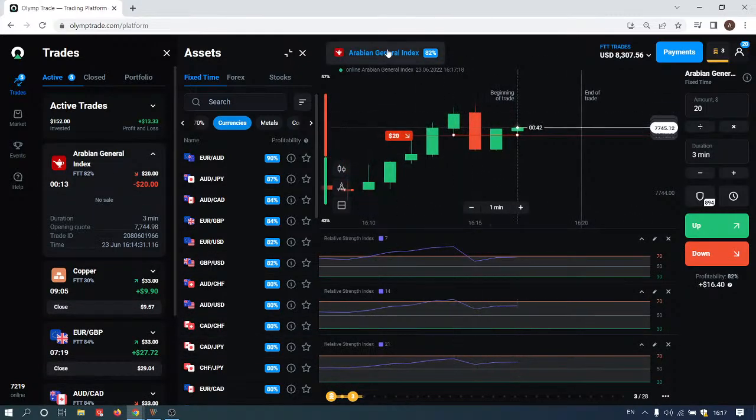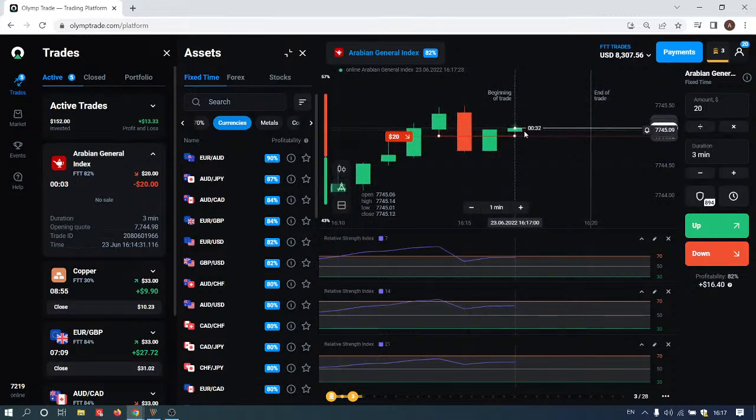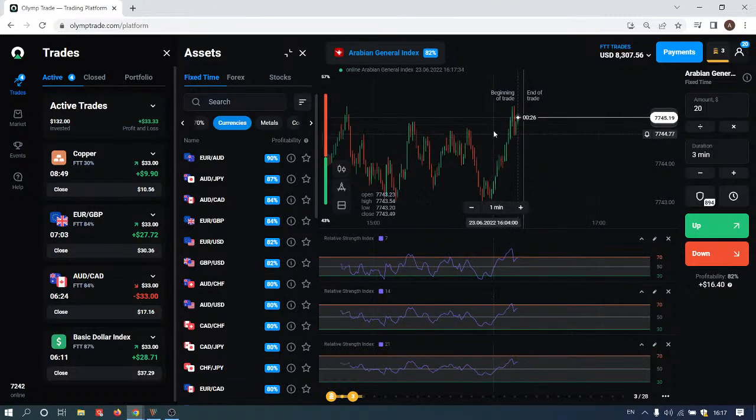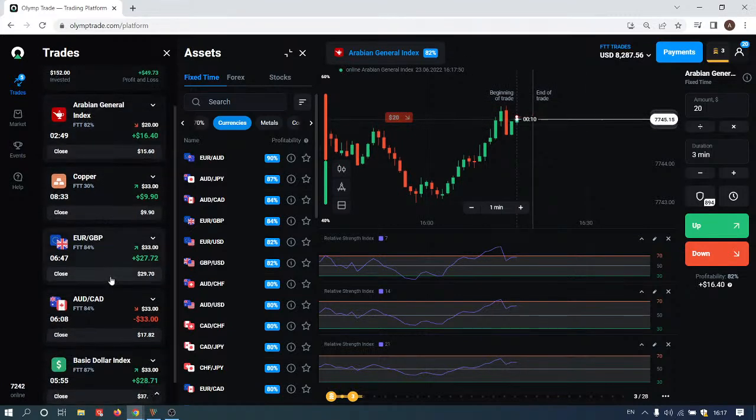Oh, wow. So Arabian General Index. We have this tight closing here. It's like 5 seconds to go. And unfortunately, it's not closing with a profit, even though it was kind of looking good. So let me go ahead and open another trade here, since the setup is still there. This setup is still valid. And yeah, so one more trade there.